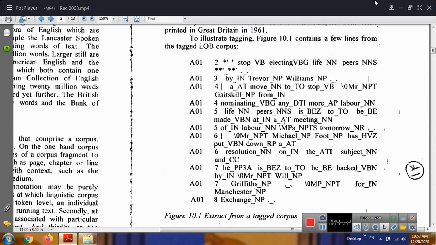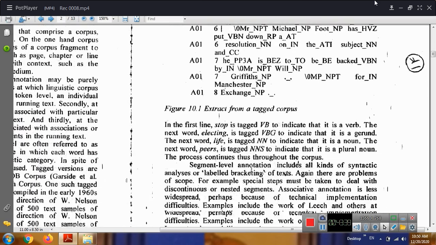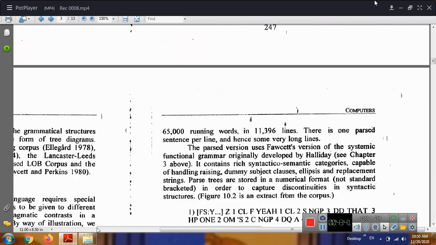Here we can see in this figure the annotated corpora, in which we assign a code to the word, and as I told you, these codes are syntactic. We assign the syntactic codes for each word. You can see its example here.